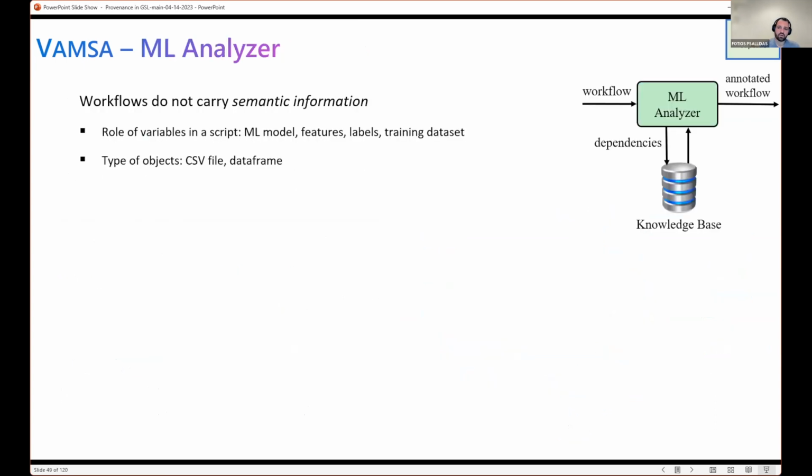All right, so now this workflow is input to the ML Analyzer, and as we discussed, the responsibility of the ML Analyzer is to annotate this workflow with semantic information. It does so because we want to extract semantically meaningful provenance, right? So if you want to extract provenance that says that this model depends on this table or this CSV file, you need some way of knowing that something is a model and something is a CSV file or a table in this Python script.